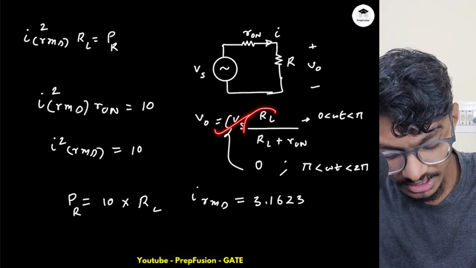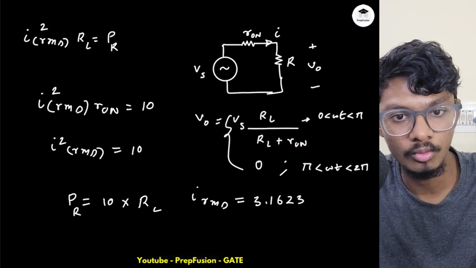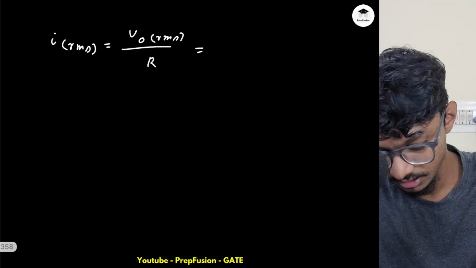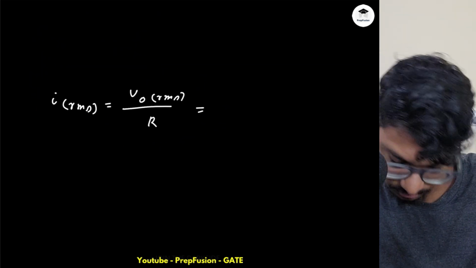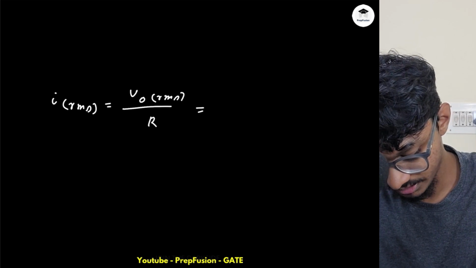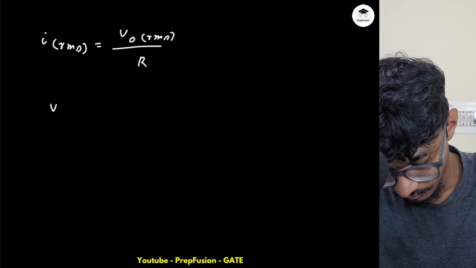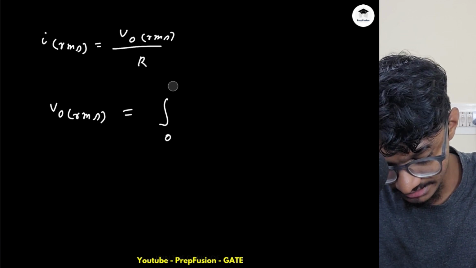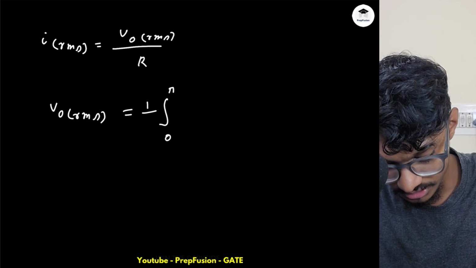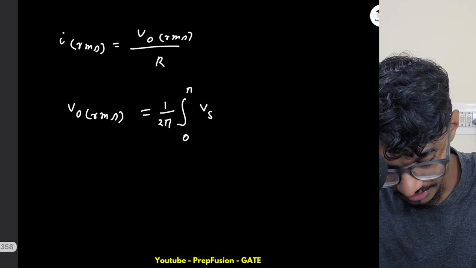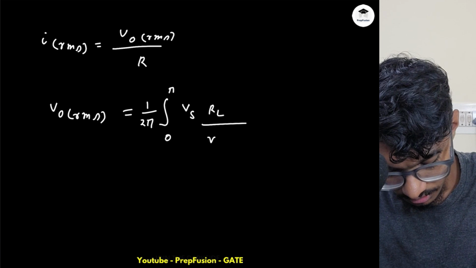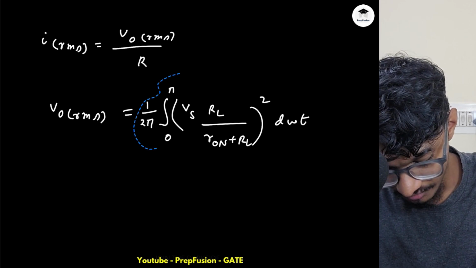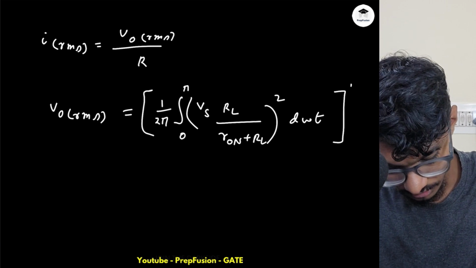What is the RMS value for this? This is also simply a sinusoid, just an external factor is here. This factor is just getting multiplied. So if I want to compute VO RMS, it will be simply the integration from 0 to 2 pi, but as in this case from pi to 2 pi the value of VO is 0, I will just integrate from 0 to pi, 1 by 2 pi. This will be VS into RL by R on plus RL, this whole square, d omega t, and I have an under root as well. This is my RMS.